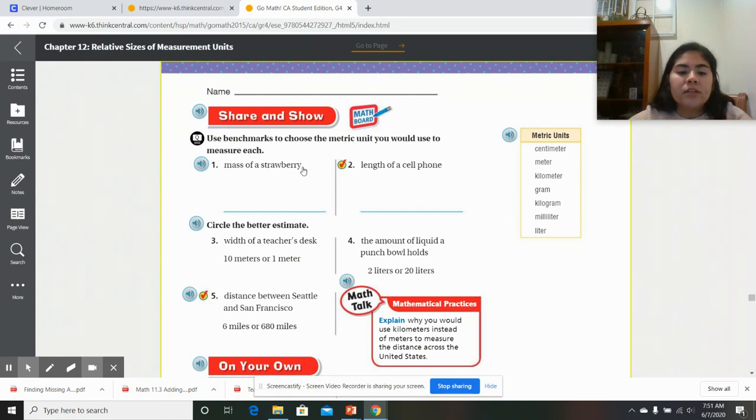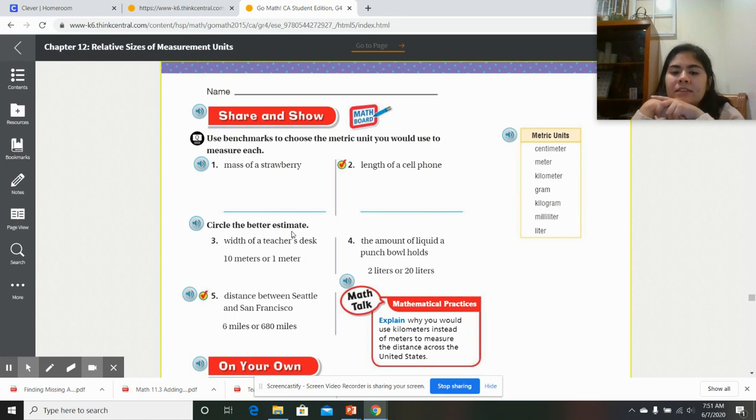Okay, so here you're pretty much going to do the same thing. Here it says circle the best estimate, the width of a teacher's desk. So imagine my desk. Is it equal to 10 meters or 1 meter? Remember, a meter is about the width, how wide it is. So is that going to be 10 meters, as in 10 doors right next to each other, or 1 door?